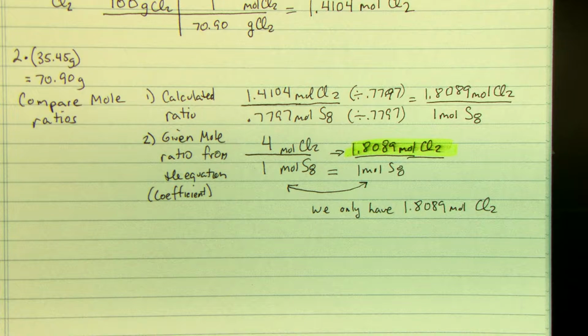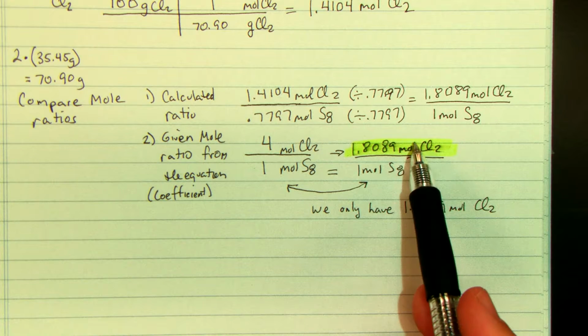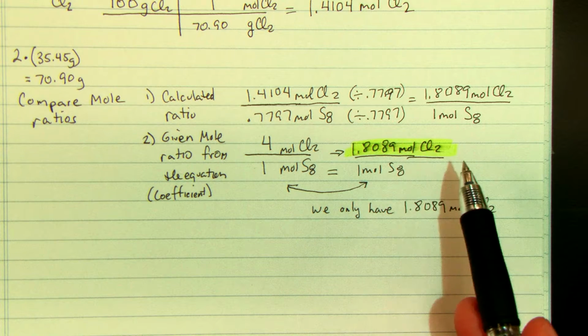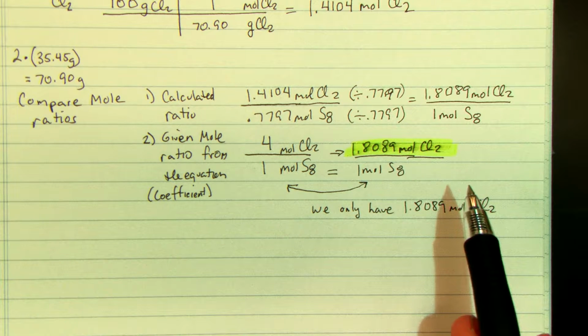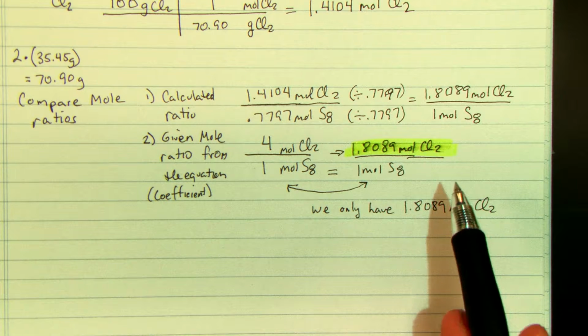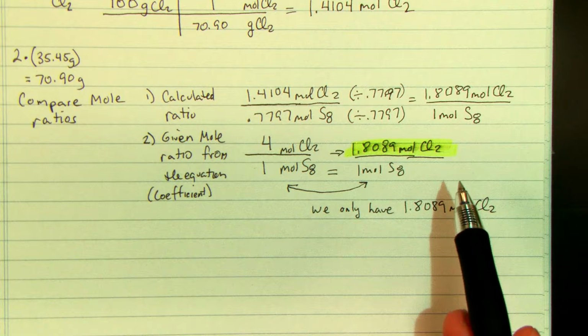I got enough sulfur, but do I have enough chlorine? No. So what's going to stop the reaction? What's going to run out first? The chlorine's going to run out first. So the Cl2 will run out first.